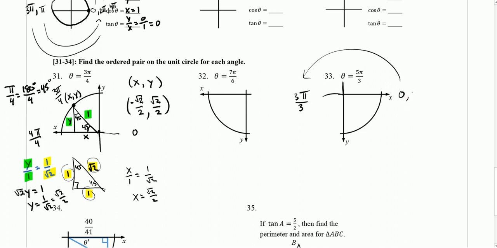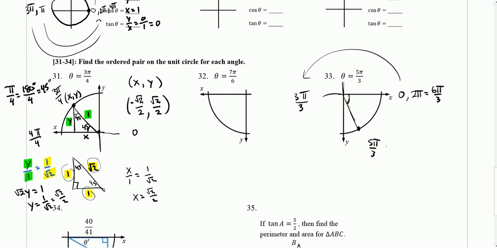This is 2 pi, but 2 pi is the same thing as 6 pi over 3. And 5 pi over 3 is closer to 6 pi over 3 than it is to 3 pi over 3. So we know we're in quadrant 4, and that's what's drawn here. So again, this is our reference angle. This is pointed at 5 pi over 3 here.